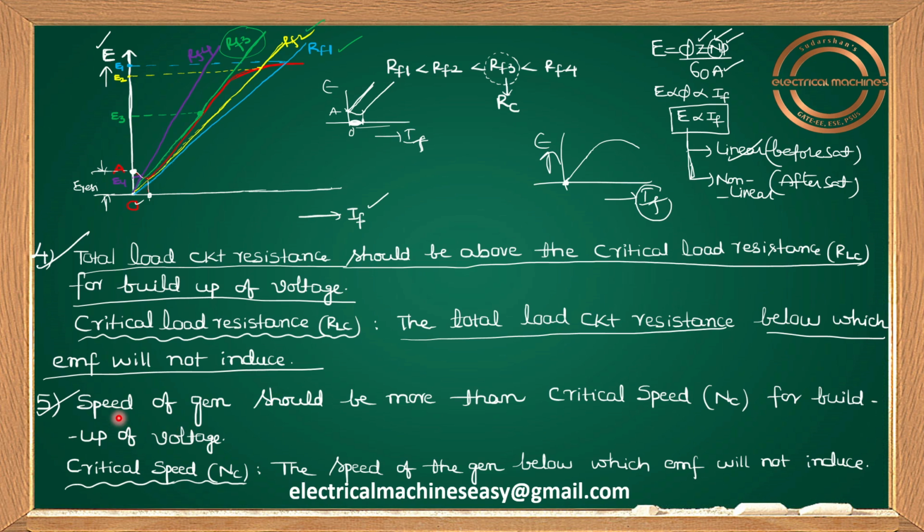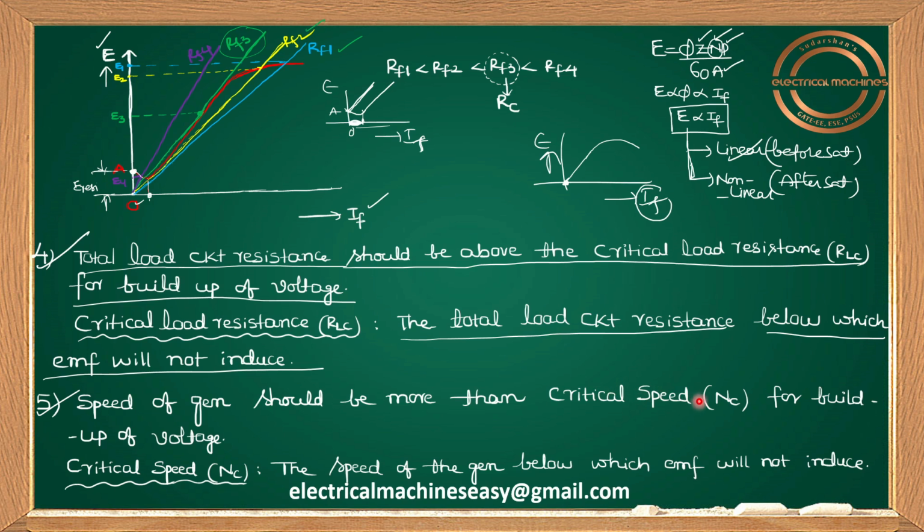So that's what I'm saying. Speed of the generator should be more than the critical speed NC for buildup of voltage. That means the speed of the generator should cross this NC value. Then only EMF will start inducing. So don't just say that when a moving conductor cuts the magnetic field EMF will be induced. If you are moving the conductor with speed less than NC, EMF will not induce. You have to cross one particular minimum value of speed, nothing but NC.